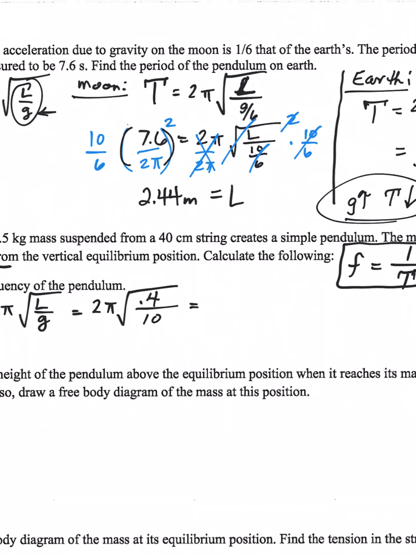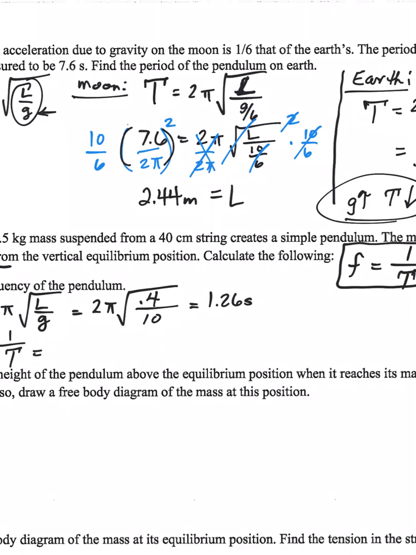Point 0.4 divided by 10. Take the square root. Times 2 pi. 1.26. So this is about 1.26 seconds, which means now we can find our frequency by doing what?